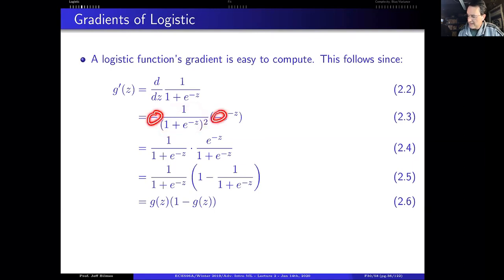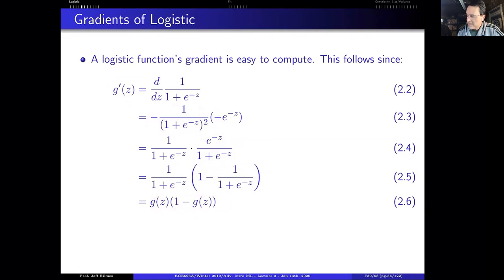This negative sign and this negative sign cancel out to get e to the negative z in the numerator. We take one of these factors out and put it down there. Then we realize, oh look, this thing here is just 1 minus 1 over 1 plus e to the negative z. And this quantity is just g of z, and here's g of z. So the gradient of g is just equal to g of z times 1 minus g of z.